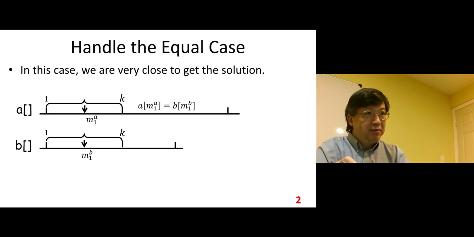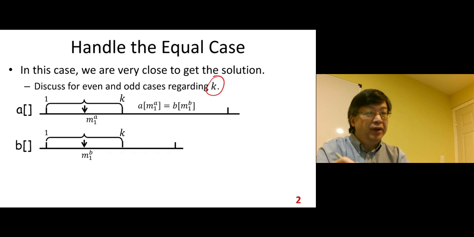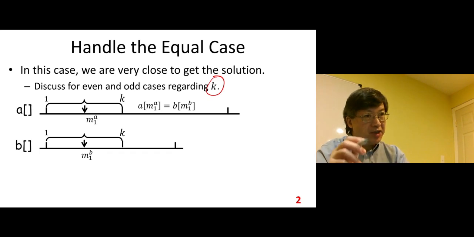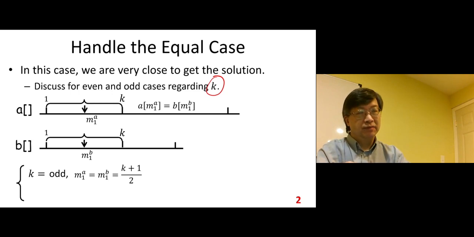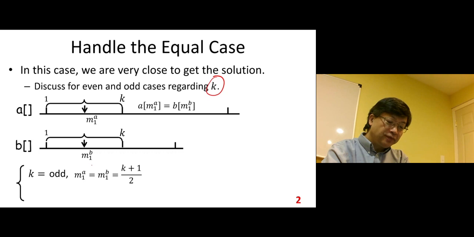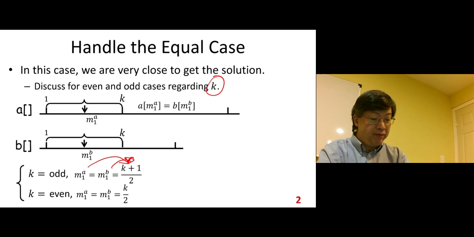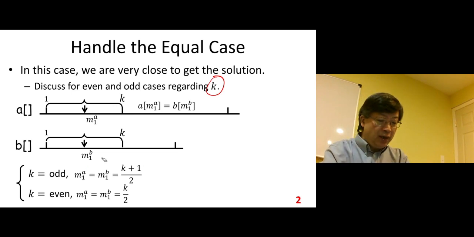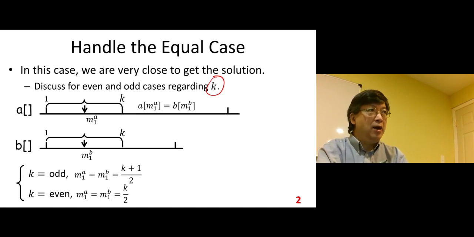So let's do some deep analysis, because this K number could be even or odd. So we discuss two cases, odd case and even case. For the odd case, these two numbers can be represented in this formula, K plus 1 over 2. Even case, K over 2. Now, let's look at how we find the rank K element.